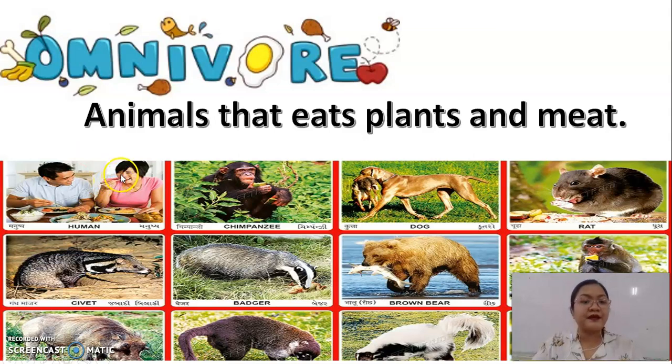Okay, we have human, chimpanzee, we have dog, rat, monkey, bear, and badger. Okay, very good. That is an omnivore. Okay, let's have a recap.